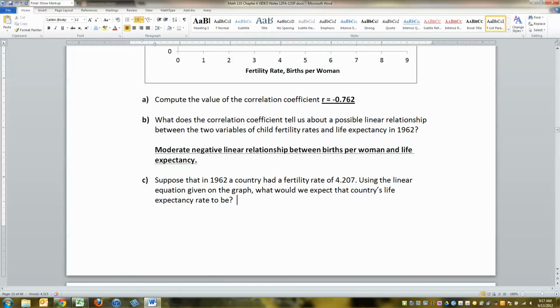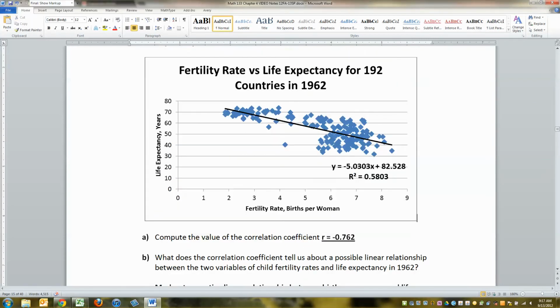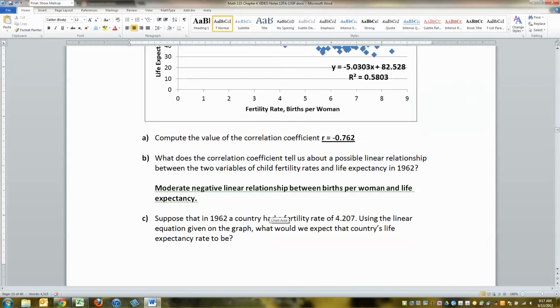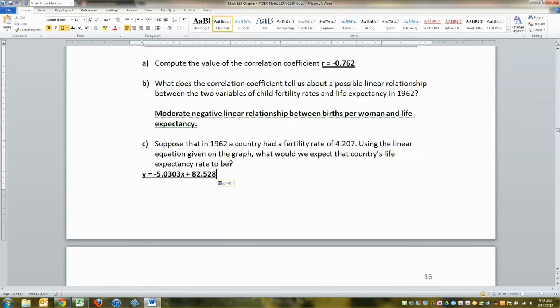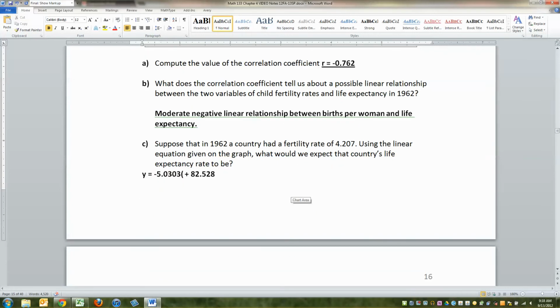Okay, so suppose that in 1962 a country had a fertility rate of 4.207. Use the linear equation given on the graph. What would we expect the country's life expectancy rate to be? Okay, so the linear equation, if you've ever been in an algebra class, you've learned y equals mx plus b. There it is. So that's our equation. But instead of x, for us, x is this fertility rate. That's our explanatory variable. So they're telling us this country had a fertility rate of 4.207, so I'm going to put 4.207 in here.